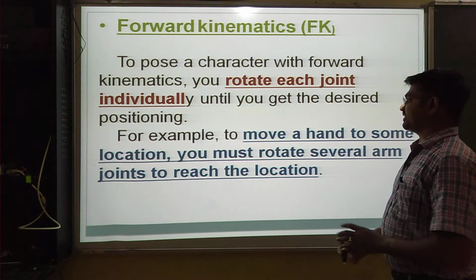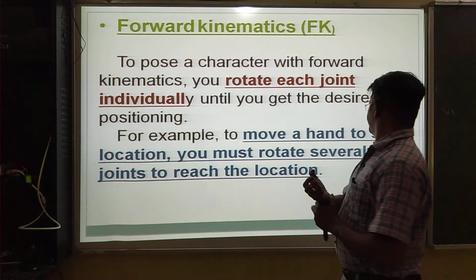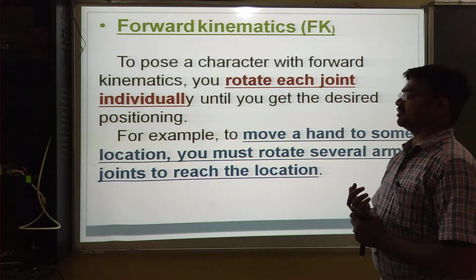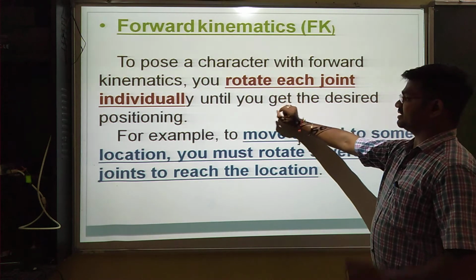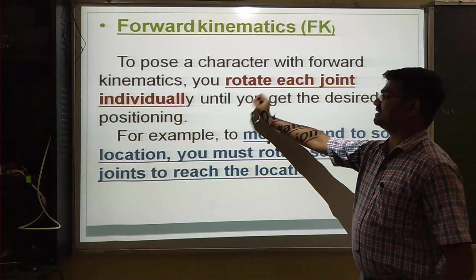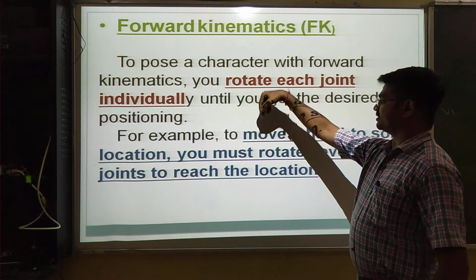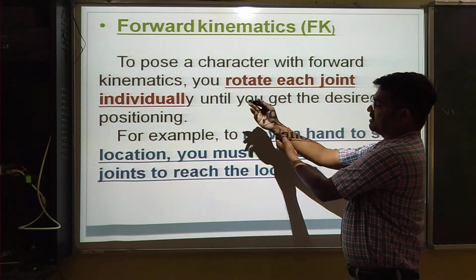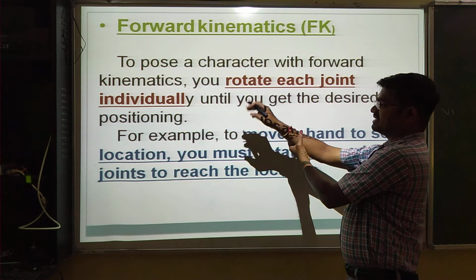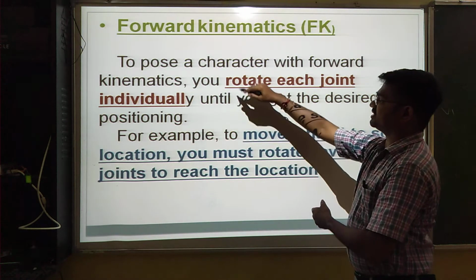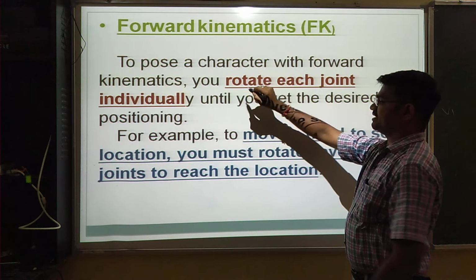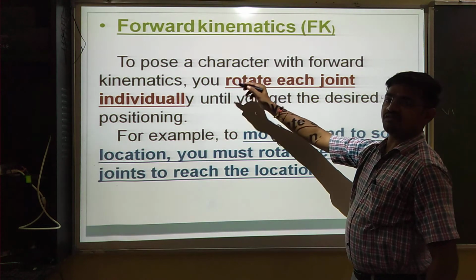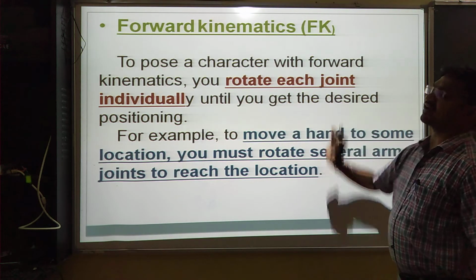In the forward kinematics example, you use the hand to reach some location. You rotate the several arm joints, and the joints rotate by an angle until the hand reaches the location. So this is forward kinematics.